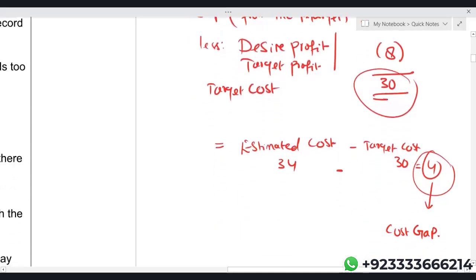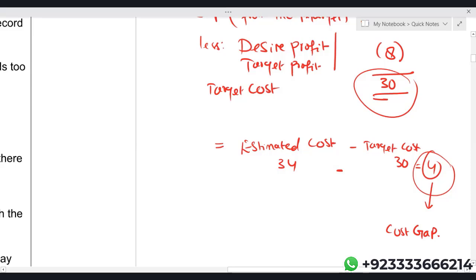Now just focus only on one thing: how to manufacture that product at target cost. Let's say your estimated cost is 34, target cost is 30. The difference is the cost gap. Now try to introduce strategies. By following those strategies, you can reduce the cost gap. And the best is if you can eliminate that cost gap. So things have changed. In target costing, the focus is external. Traditionally, the focus was internal. Traditionally, we were not asking the customer how much you are willing to pay us. Traditionally, we were telling the customer, this much we will charge you. Now the things have changed.